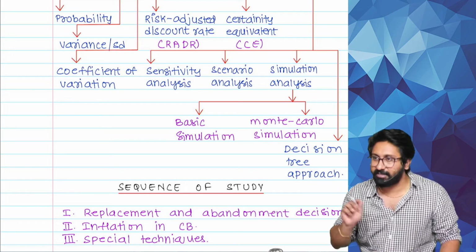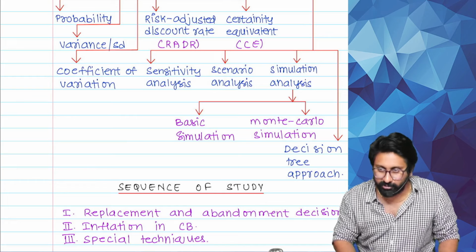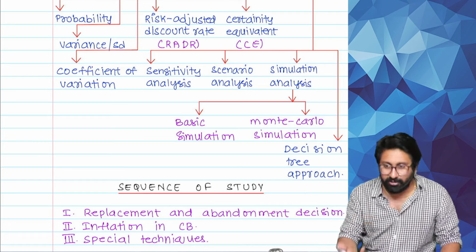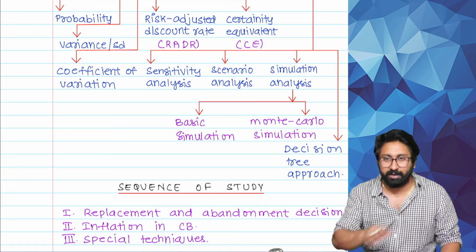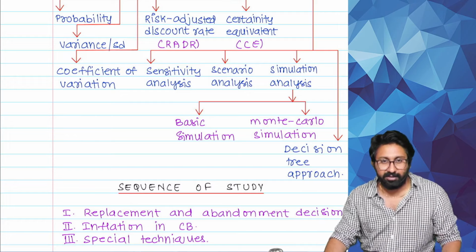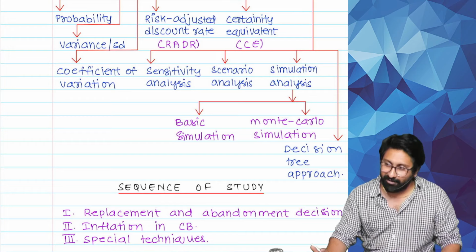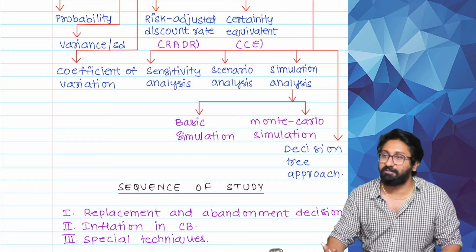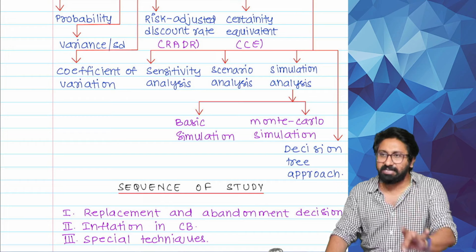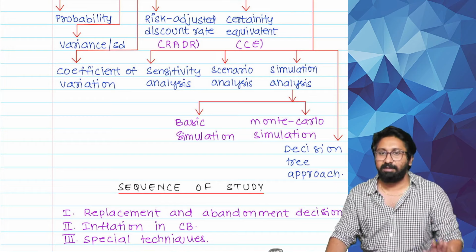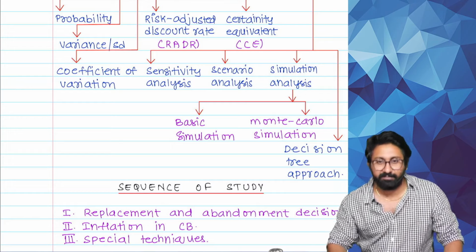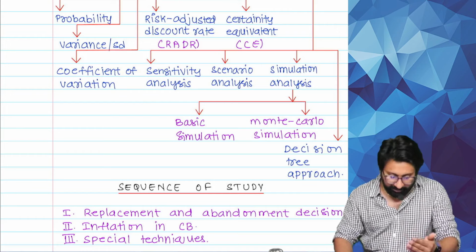Decision tree, paralysis, I told you. Inflation, semi-paralysis, I told you. If it is a paralysis topic, I will explain it myself. Simulation is not so great. Those are easy. When a topic is easy, I will only tell you briefly. This is very easy, extremely easy. You need not worry about it. Simulation, sensitivity, scenario analysis, RADR, certainty equivalent, no worry. If at all there is paralysis, it is because of the decision tree. Separately, we'll discuss that.